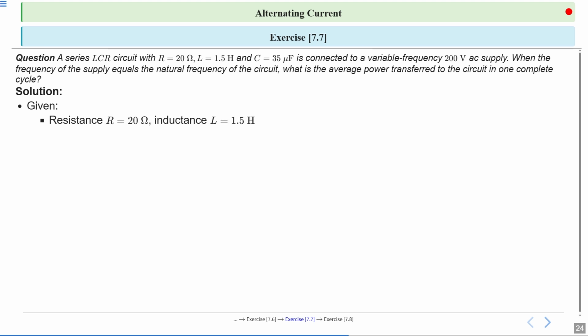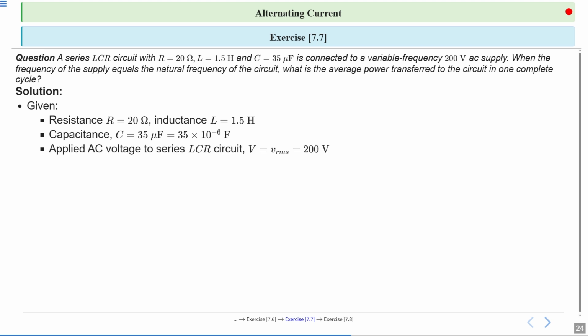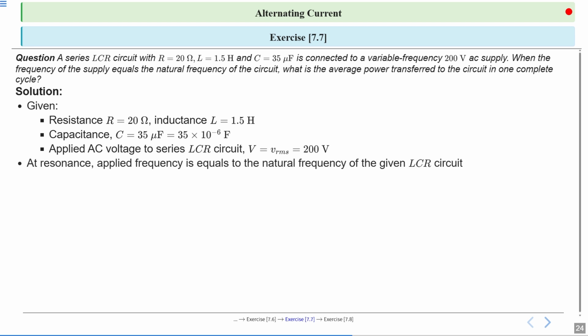So what is given in the circuit? Resistance R equal to 20 ohm, inductance L equal to 1.5 Henry. Capacitance C is given equal to 35 microfarad, which is equal to 35 into 10 to the power minus 6 farad. The applied AC voltage to the LCR circuit is V, and it is not mentioned whether it is peak or RMS, so by default it is the RMS value, which is 200 volt.